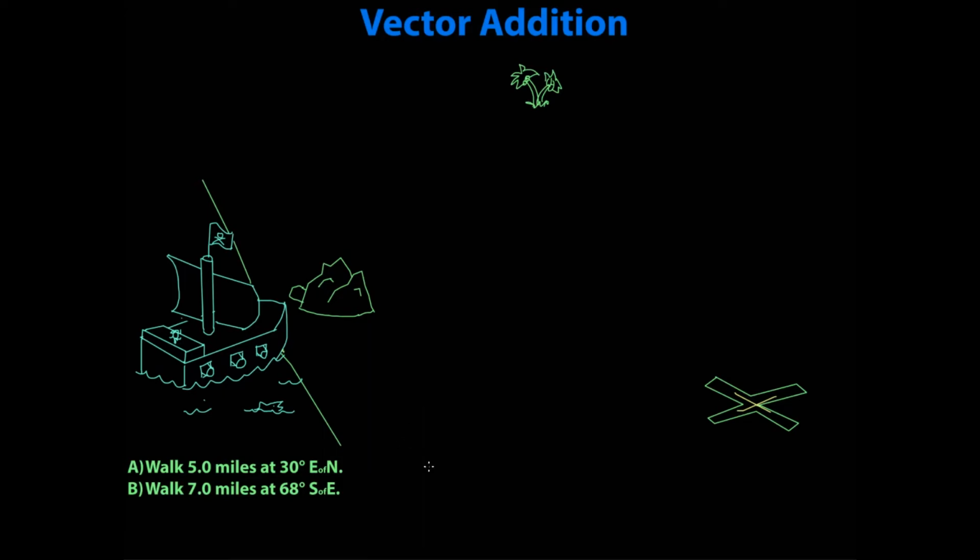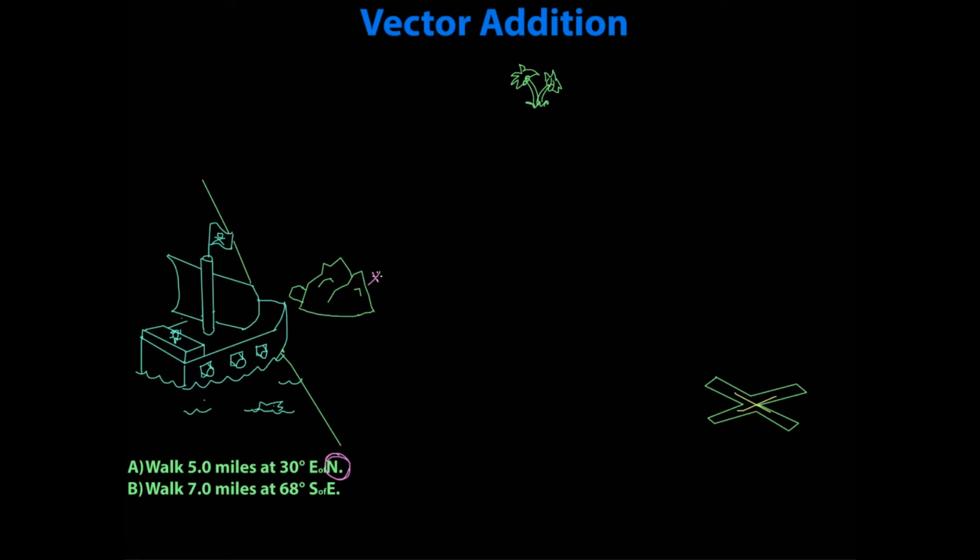So to start out, we're going to take a closer look at these vectors, which means we need to draw them. I'm going to start by making a little start point near the rock structure here. The first direction is walk 5 miles at 30 degrees east of north. Now, as a reminder, the last direction stated is your base axis. That is the axis that the angle is based off of.